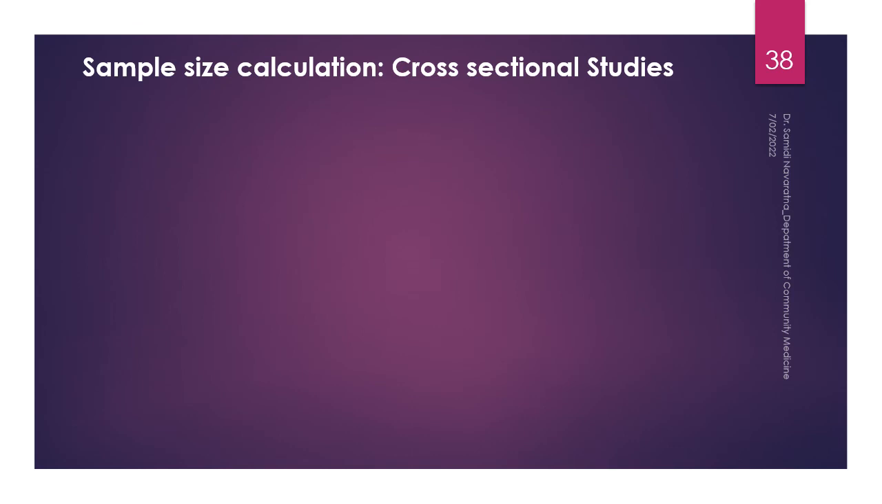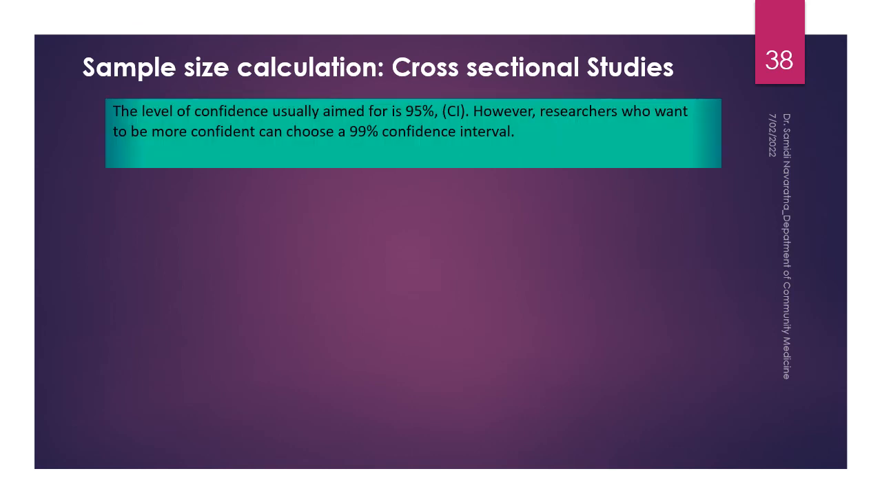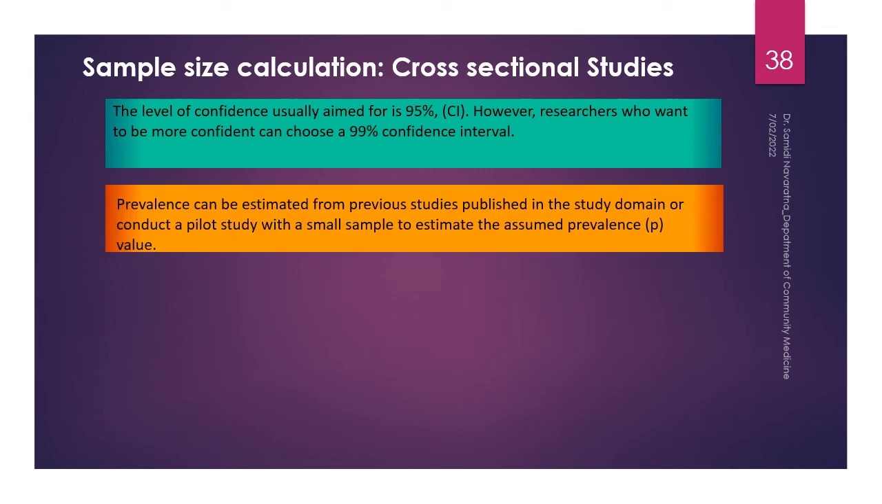In calculating the sample size for a cross-sectional study, the level of confidence is usually aimed at 95%. However, researchers who want to be more confident can choose a 99% confidence interval. And as we just discussed, prevalence can be estimated from previous studies that have been published in the same study domain, or you can conduct a small pilot study to estimate the assumed prevalence.